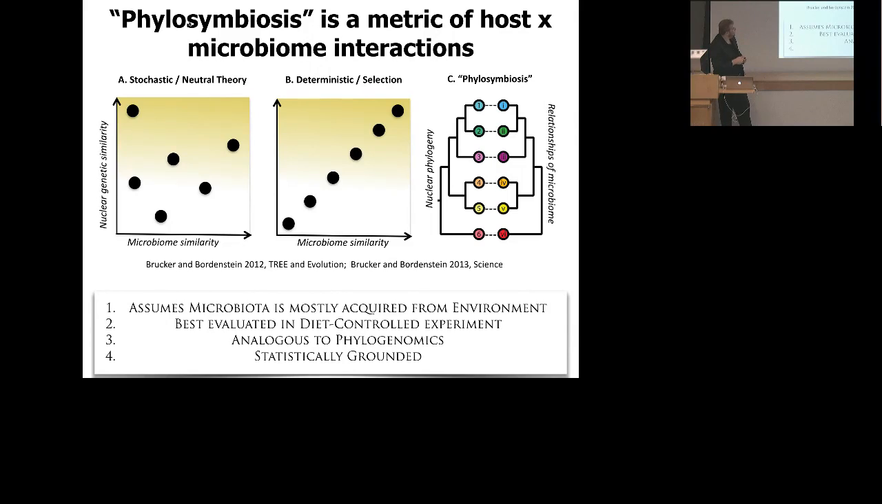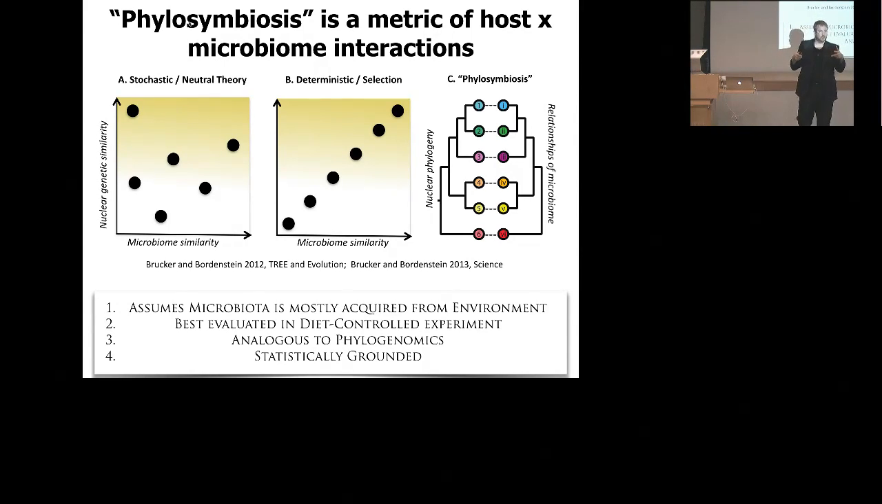Alternatively, you could have a deterministic assembly of the microbiome, where microbiome similarity correlates to nuclear genetic similarity, such that if you're more closely related or more divergent from each other, that also occurs in the nuclear genome. And if this is the case, we should expect to see phylogenetic analyses between the nuclear phylogeny and the community cluster dendrograms of the microbiome that parallel each other just like they would here. So we term this phylosymbiosis because you may have seen this phylogenetic pattern before, and people tend to call it coevolution if they see it between a symbiont and a host.